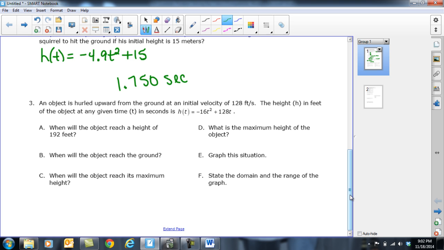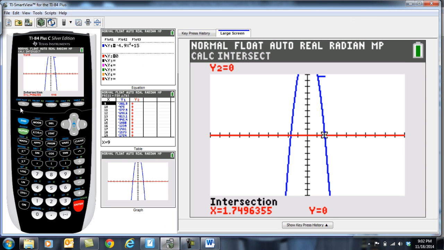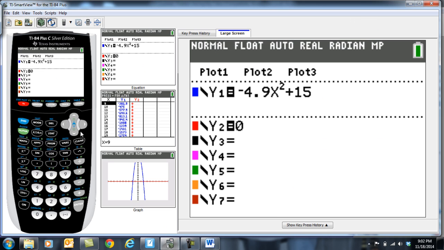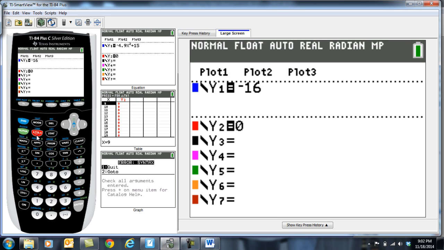They just asked some questions like when does it reach this many feet and when does it reach the ground and all of that. So we're going to use our calculator just like we've done with everything else. We're going to go to y equals, and we're going to put in that equation. We're going to put in the negative 16 x squared plus 128x. So I have my function in there, and if we graph it, that's okay.